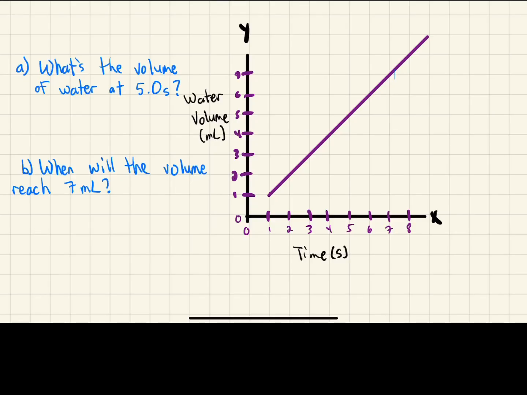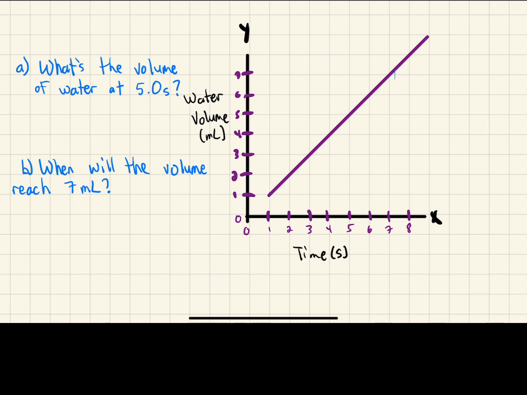So when we're predicting outputs based on something called interpolation, what we're really doing is using a really old methodology called the Cartesian plane, which was initialized by René Descartes, a mathematician and philosopher. So what we're going to do is use interpolation, or the Cartesian plane, for both of these questions. The first question reads, what's the volume of water at 5 seconds?